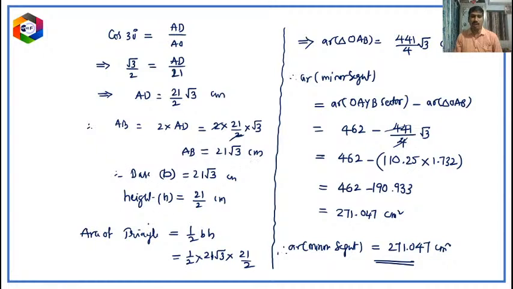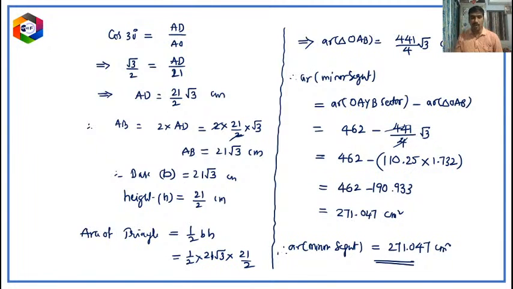Now base we know, altitude, area of the triangle is 441 by 4 root 3. Now upon multiplying these two, something which will be is equals to 110.25 into 1.73 is 190.93. So upon subtracting, final value will be equal to 271.047 is the area of the minor segment.